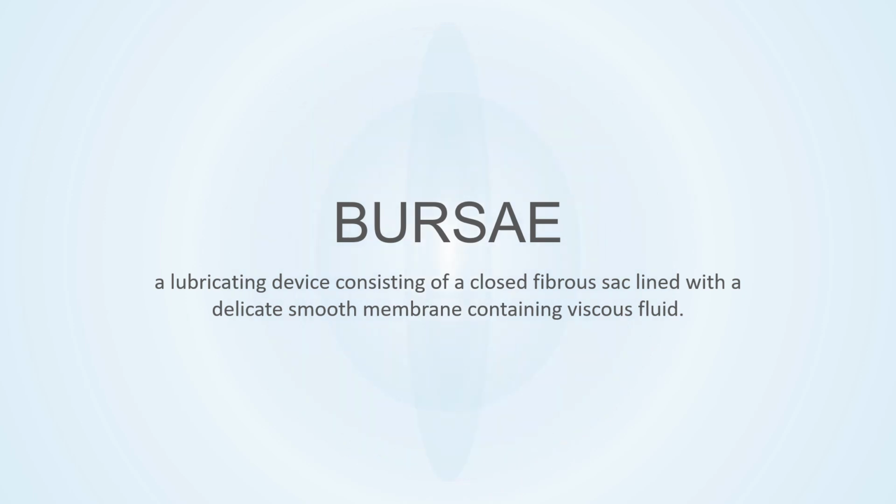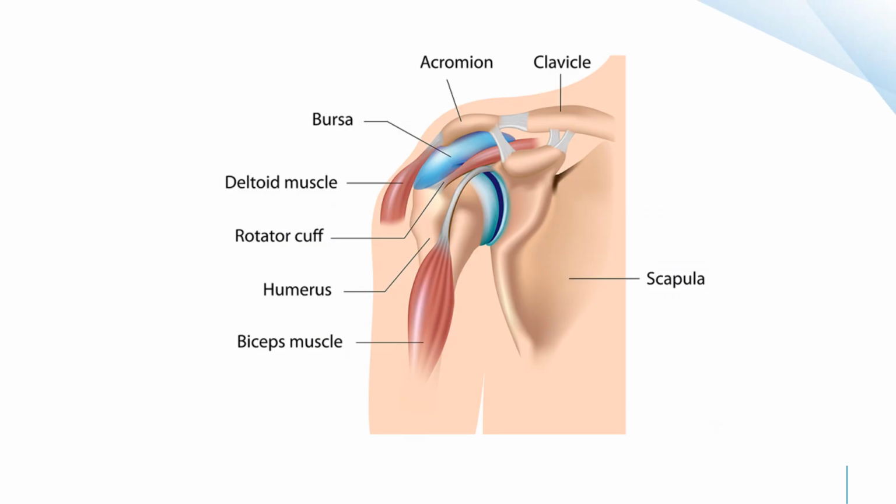A bursa is a lubricating device consisting of a closed fibrous sac lined with a delicate smooth membrane. Its walls are separated by a film of viscous fluid. Bursae are found wherever tendons rub against bones, ligaments, or other tendons. This is an example of a bursa, the subacromial bursa, and it's one of many in your body.